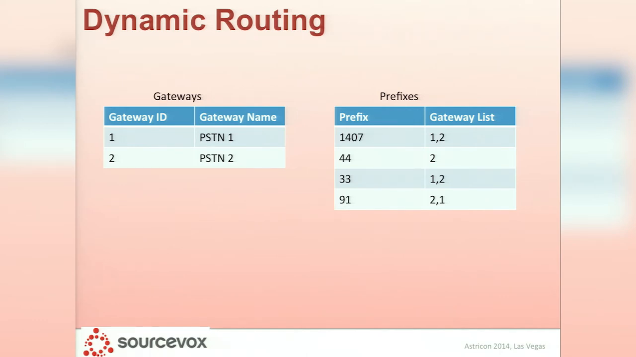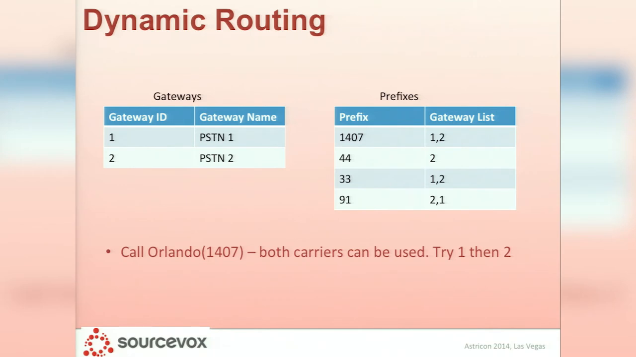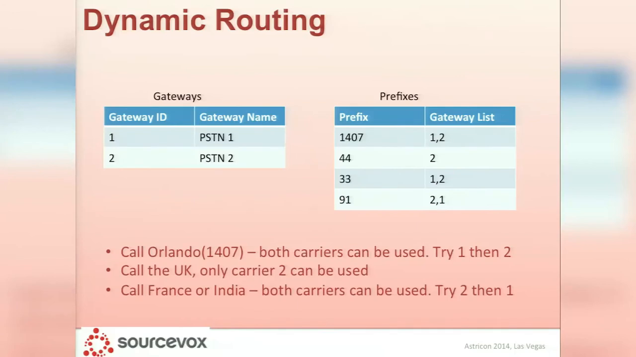So, for example, if you want to call Orlando 1407, both carriers can be used, and OpenSIPS will try carrier 1, and then it will try carrier 2. If you want to call the UK, the 44 prefix, there's only carrier 2. And in France or India, both carriers can be tried. In the case of France, it will try 1, then 2. In the case of India, it will try 2, and then 1.